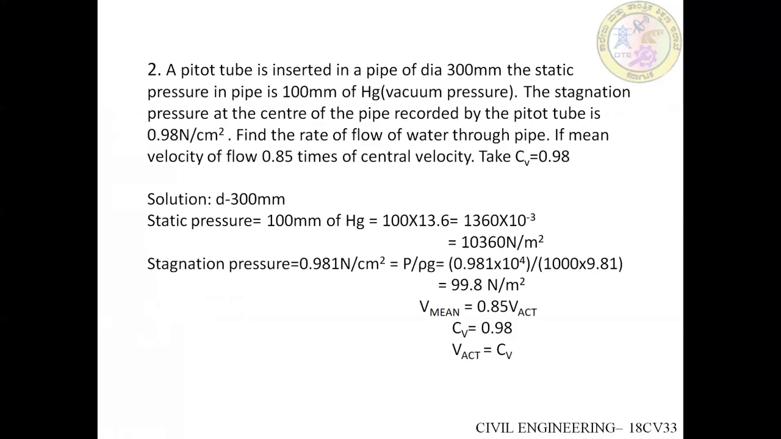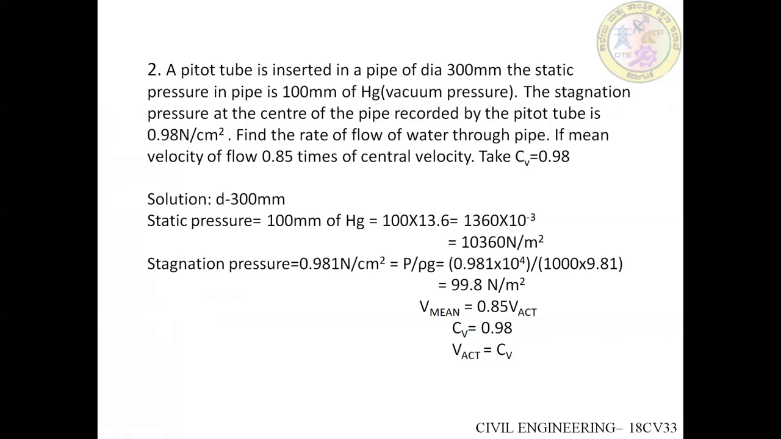So next is the second problem. A pitot tube is inserted in a pipe of diameter 300 mm. Here, this is a different problem where they have given the static pressure in the pipe as 100 mm of mercury, which is a vacuum pressure. The stagnation pressure at the center of the pipe recorded by the pitot tube is 0.98 Newton per centimeter square. Find the rate of flow of water through the pipe if the mean velocity of flow is 0.85 times the central velocity. Take CV equal to 0.98.